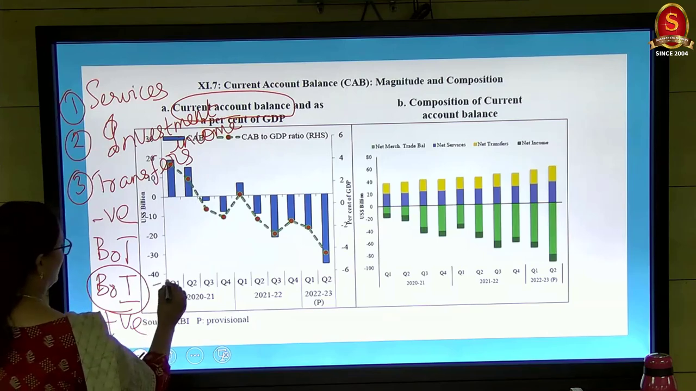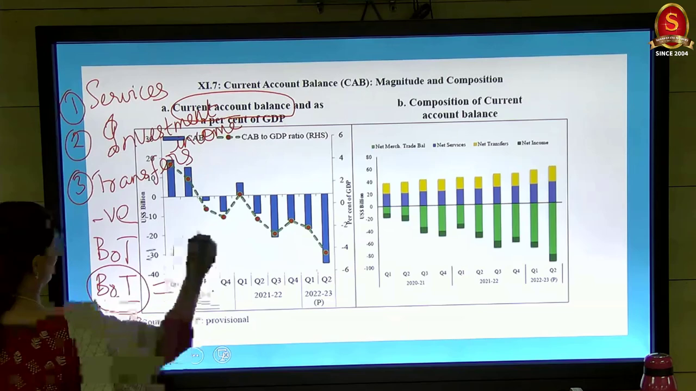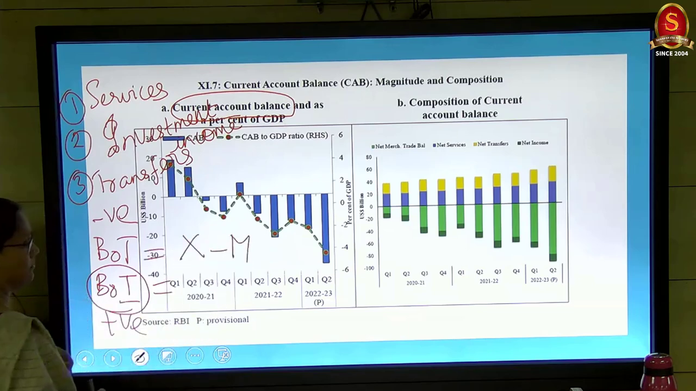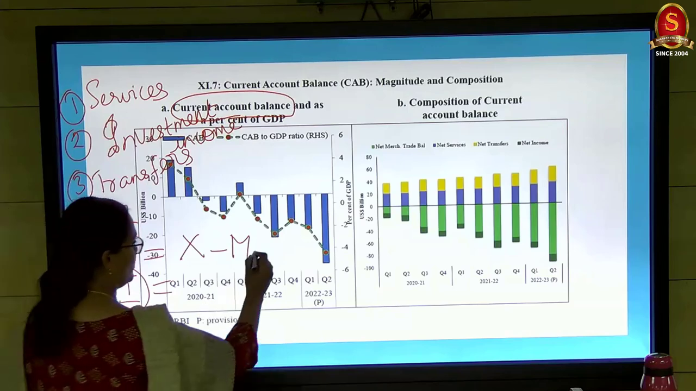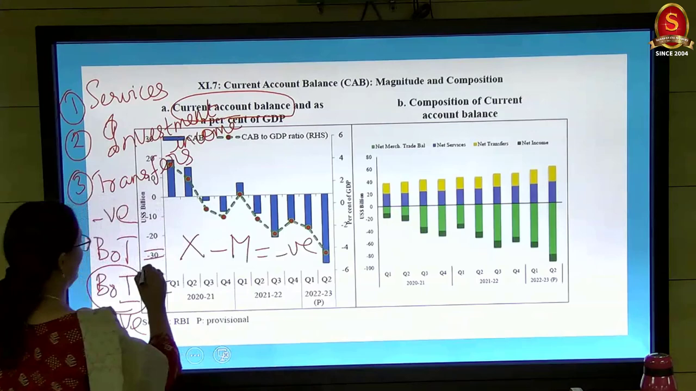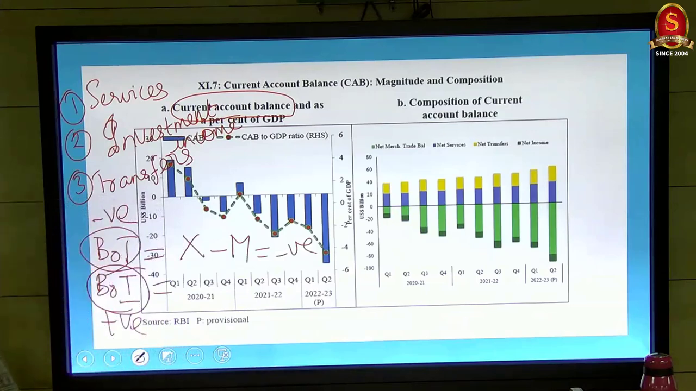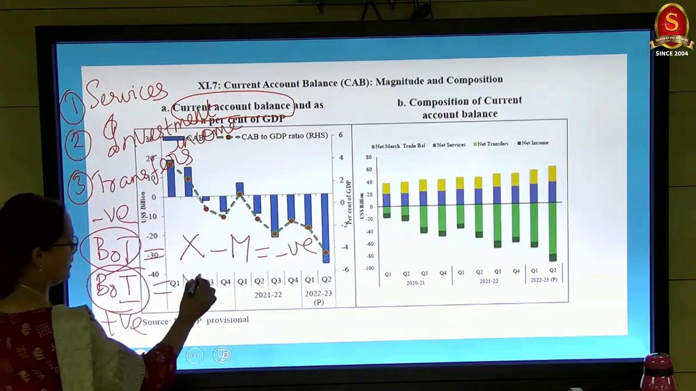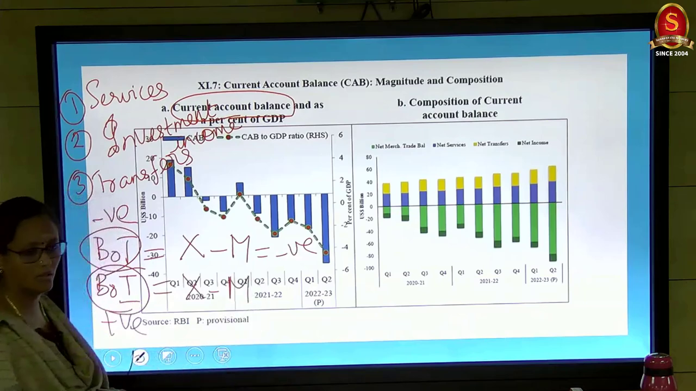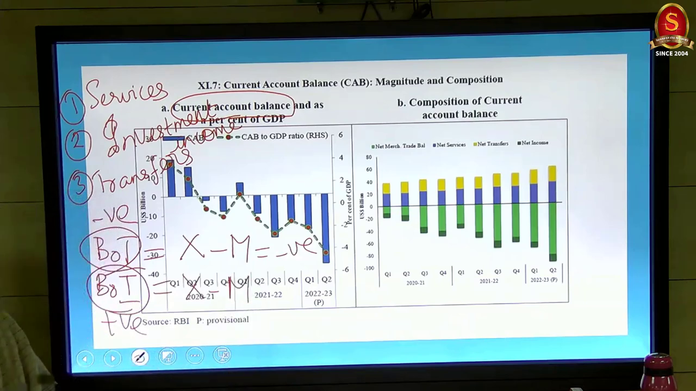So you have to tell with mathematics, okay? You always write it as X minus M. You never write it as M minus X. X minus M, it is negative in answer, which is why you said balance of trade is negative. Agreed. Now I have to write X minus M for balance of invisibles. Is it not? Yes or no?